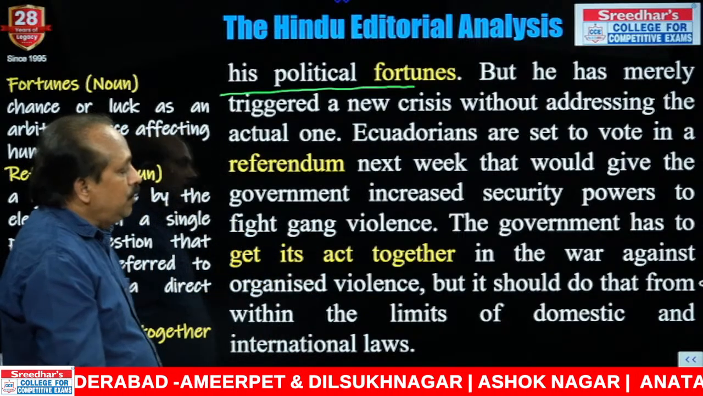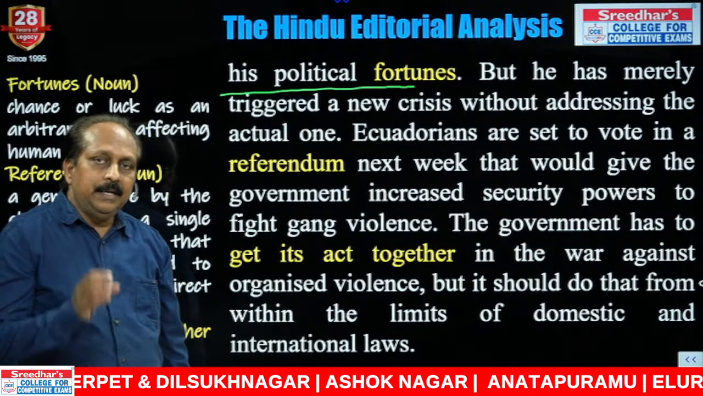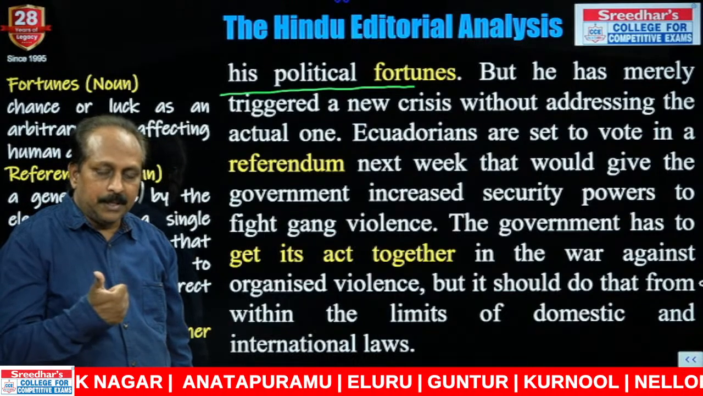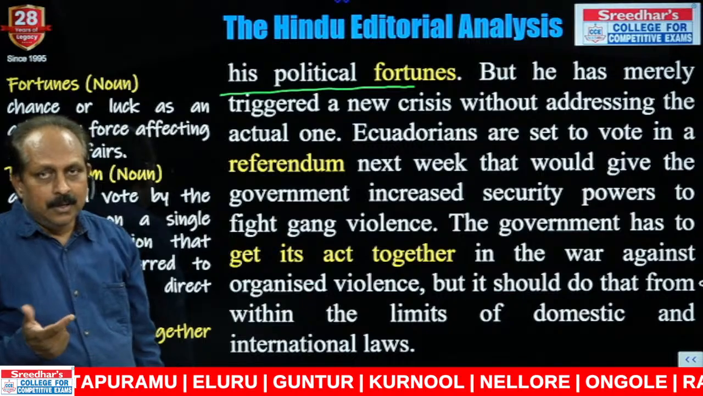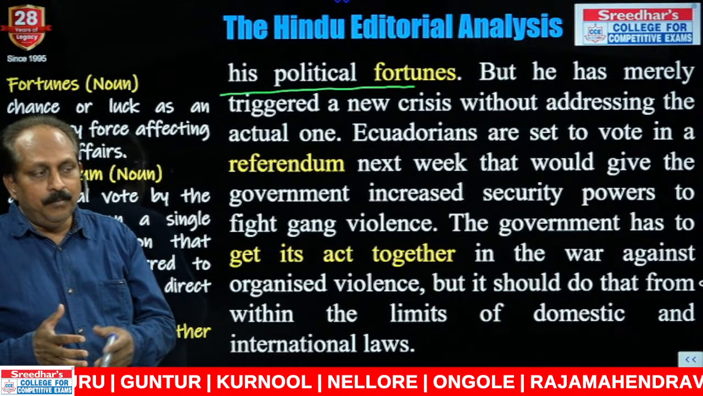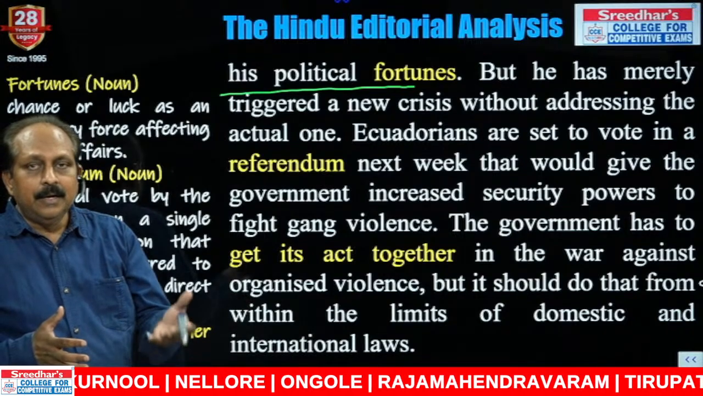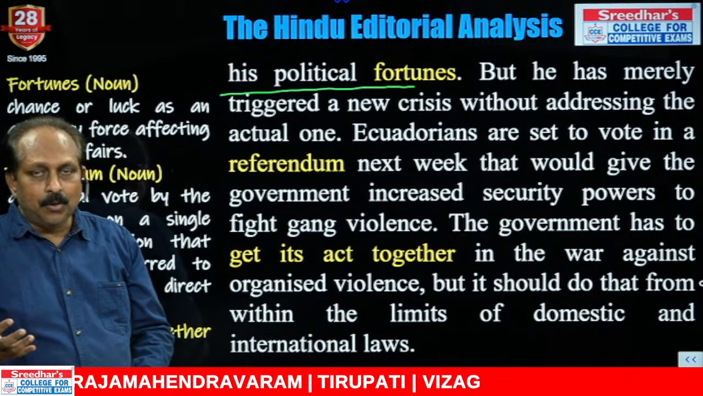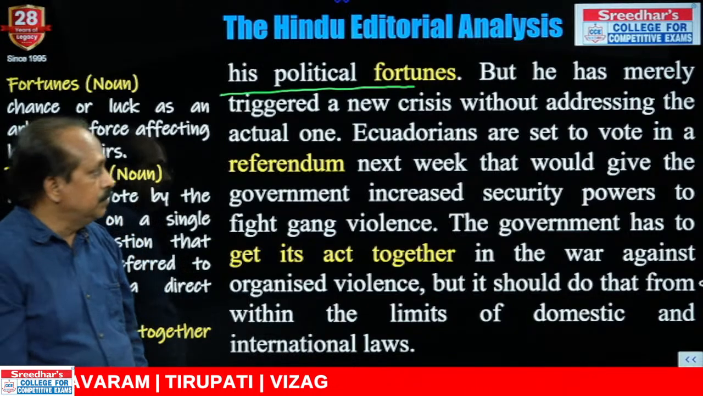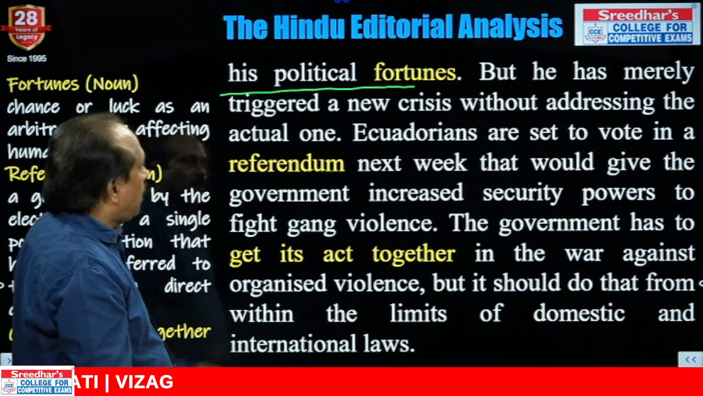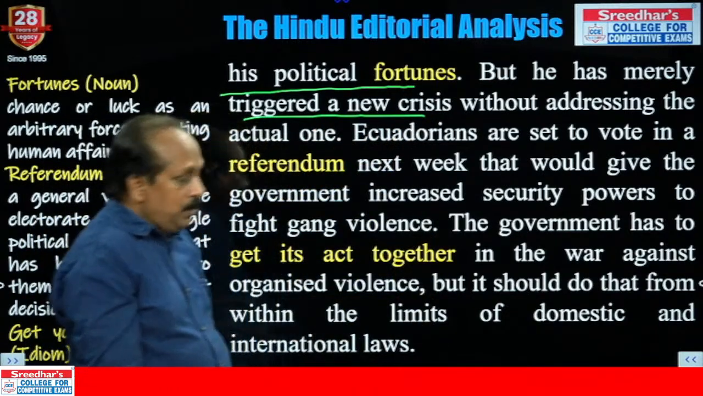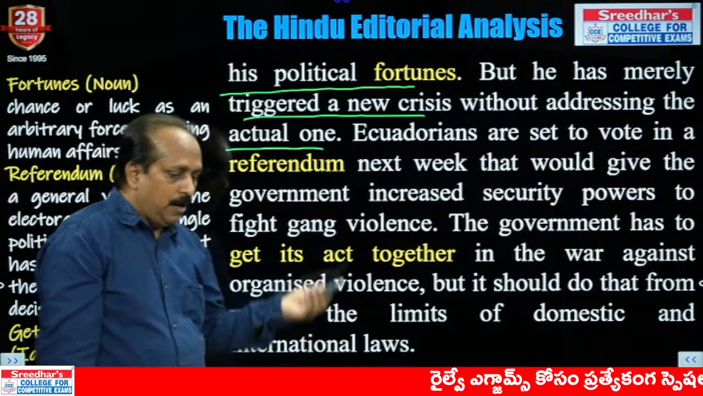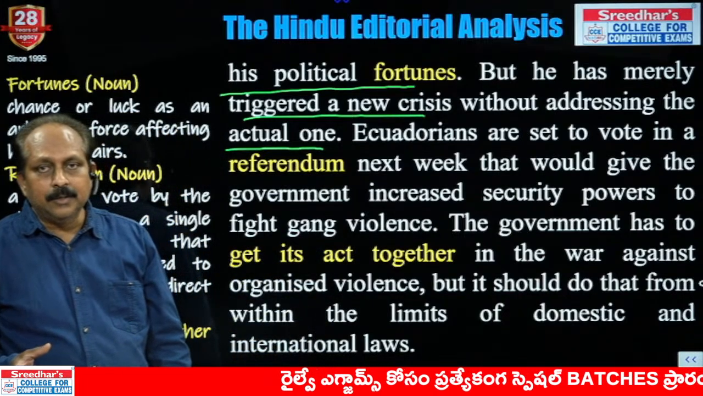Here, what do the critics say? The critics say he is not focusing on the actual problems. What are the actual problems? One is fighting against corruption. Corruption is a problem. Second is gang violence. Instead of that, he is trying to do it intentionally, perhaps. He has triggered diplomatic tensions for the sake of political fortunes, means to become strong because elections are fast approaching. But he has merely triggered a new crisis. By doing so, he has merely triggered a new crisis without addressing the actual one. That's what I have been telling. Instead of dealing with the actual crisis, he has triggered a new crisis.